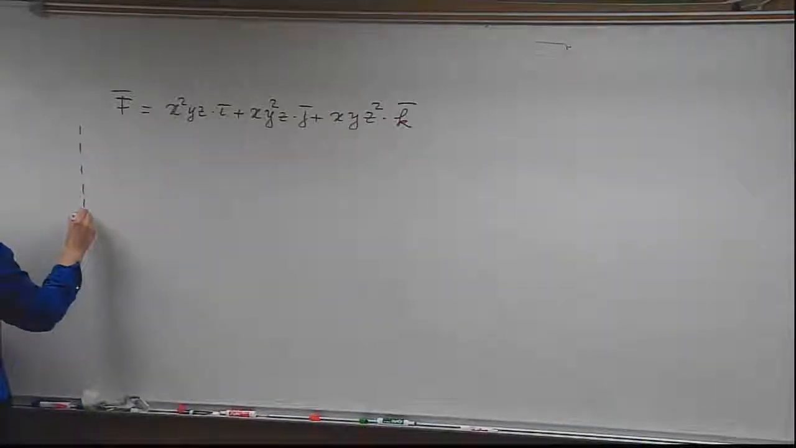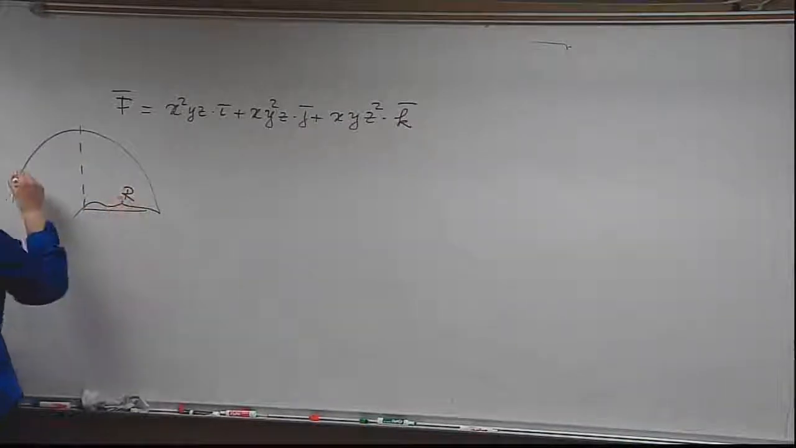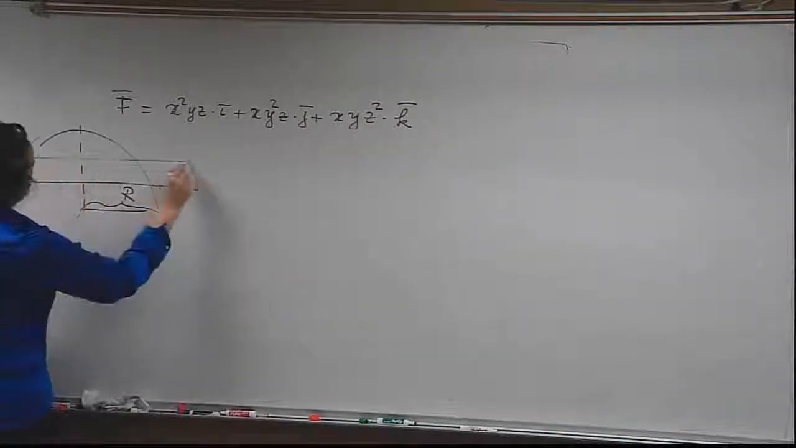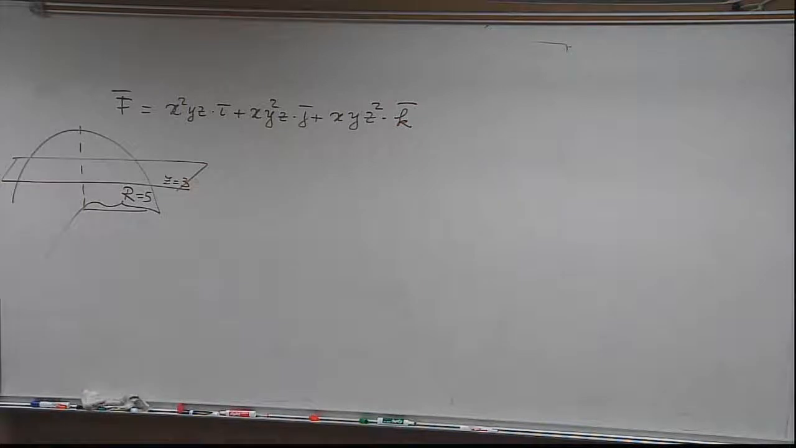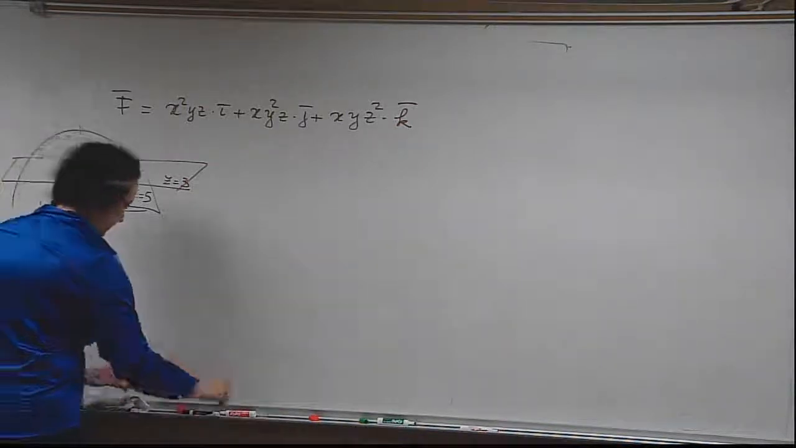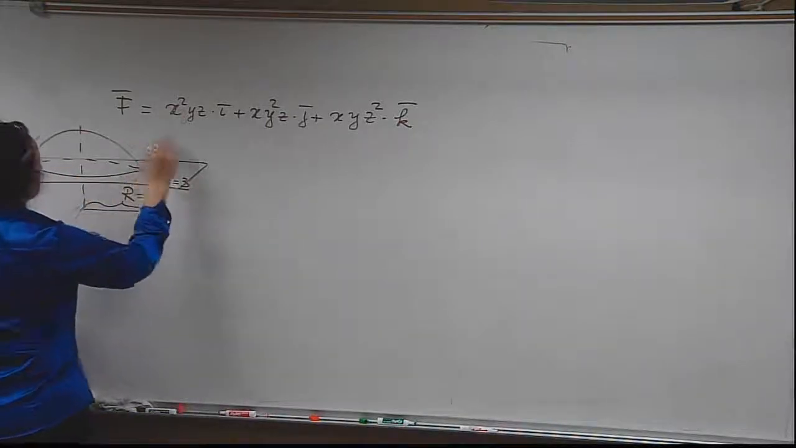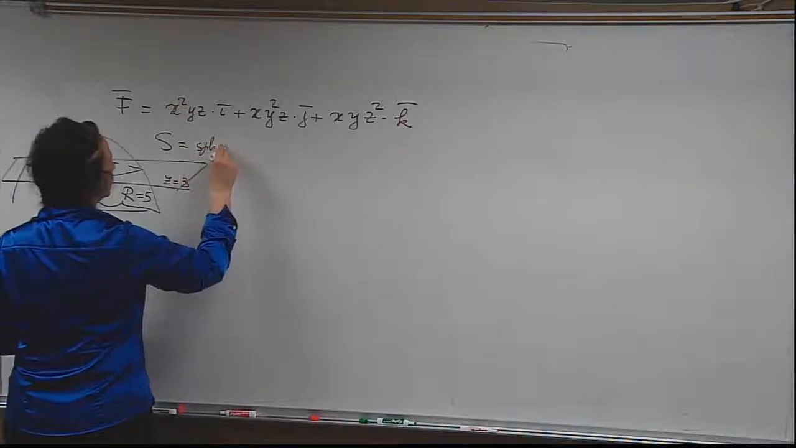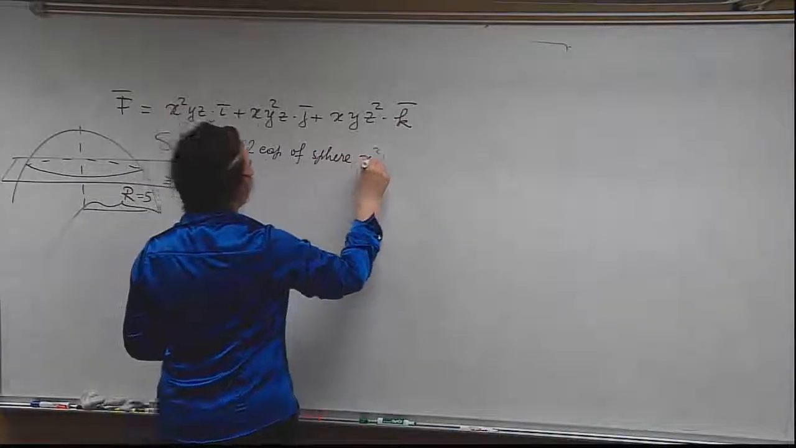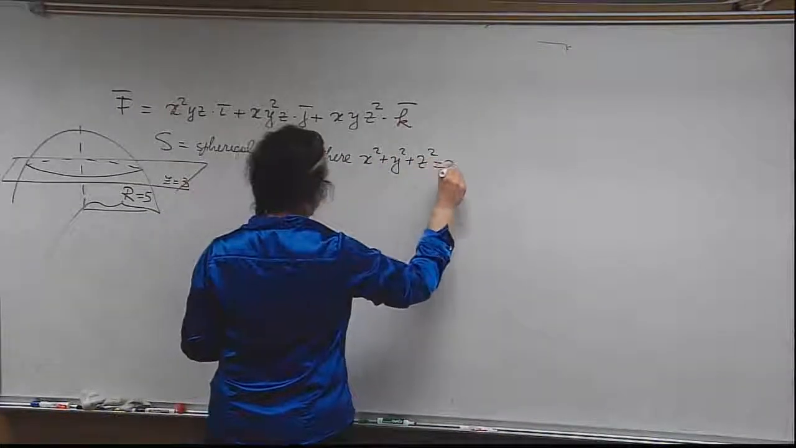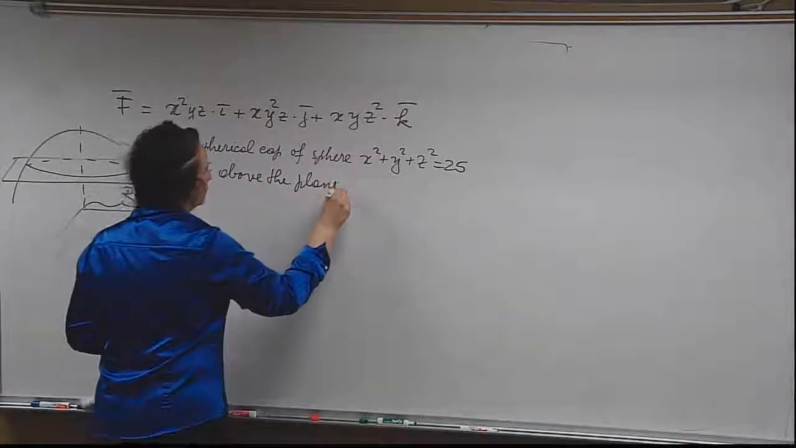And you have a sphere, and you have a spherical cap. A sphere of radius r, and this is going to be, let's say r equals 5, and this is z equals 3. You have the surface, somebody gives you the surface S, that is the spherical cap of the sphere x squared plus y squared plus z squared equals 25, above the plane z equals 3.